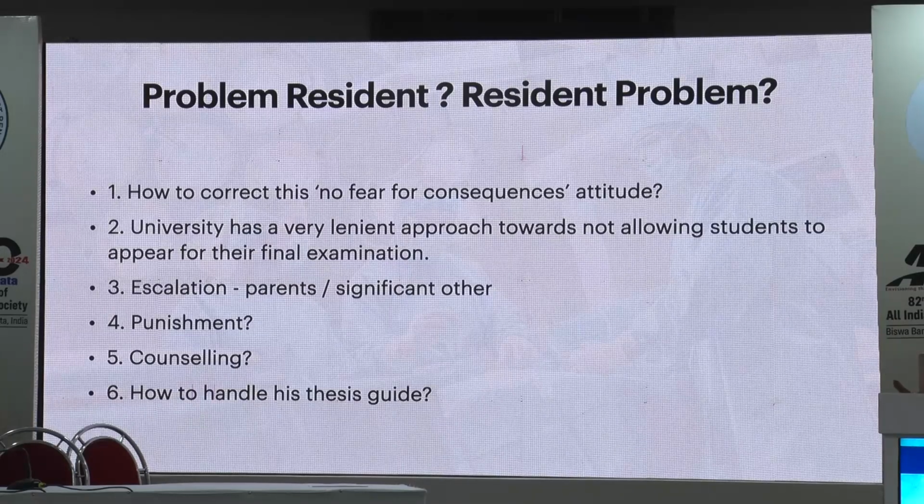Do we escalate it to their parents, their significant other, or something of that sort? What is the punishment, or if no punishment, how do we counsel? And more importantly, how do we handle the thesis guidance? A lot of questions, a lot of problems.